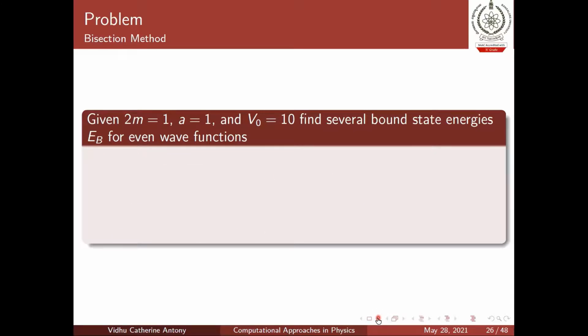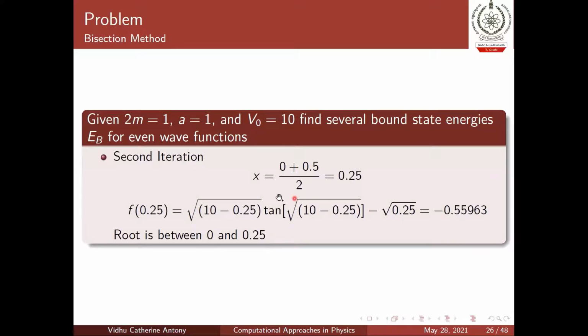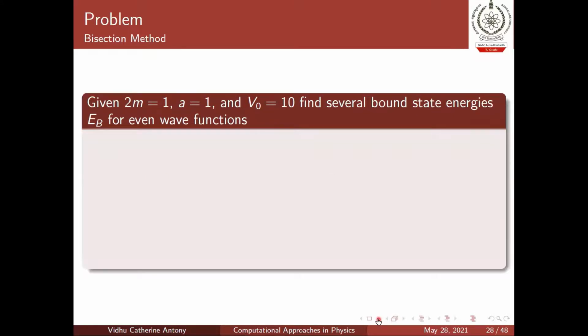Let's just do a second iteration and then I will skip off to the 9th. So what do you have here? When you bisect the interval between 0 and 0.5, you get 0.25, and then you find f of 0.25 and you get a negative value for the function. Okay, so then what do you know? f of 0 was positive, f of 0.25 is negative, so you know that there is a root between 0 and 0.25. So we proceed on like that.